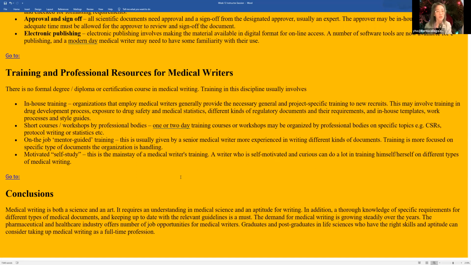The pharmaceutical and healthcare industry offers a number of job opportunities for medical writers. So graduates and postgraduates in life sciences who have the right skills and aptitude can consider taking up medical writing as a full-time profession.